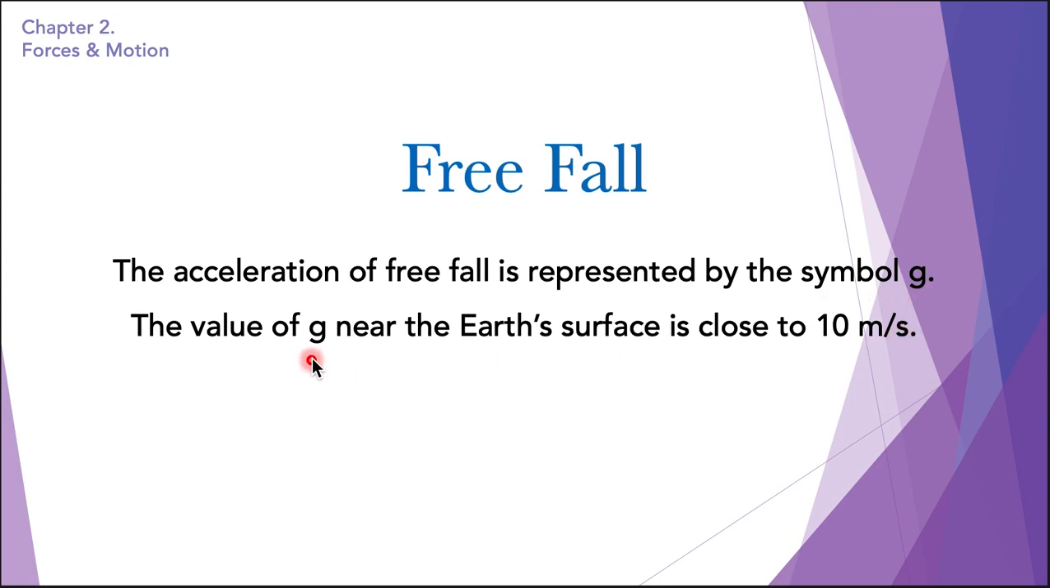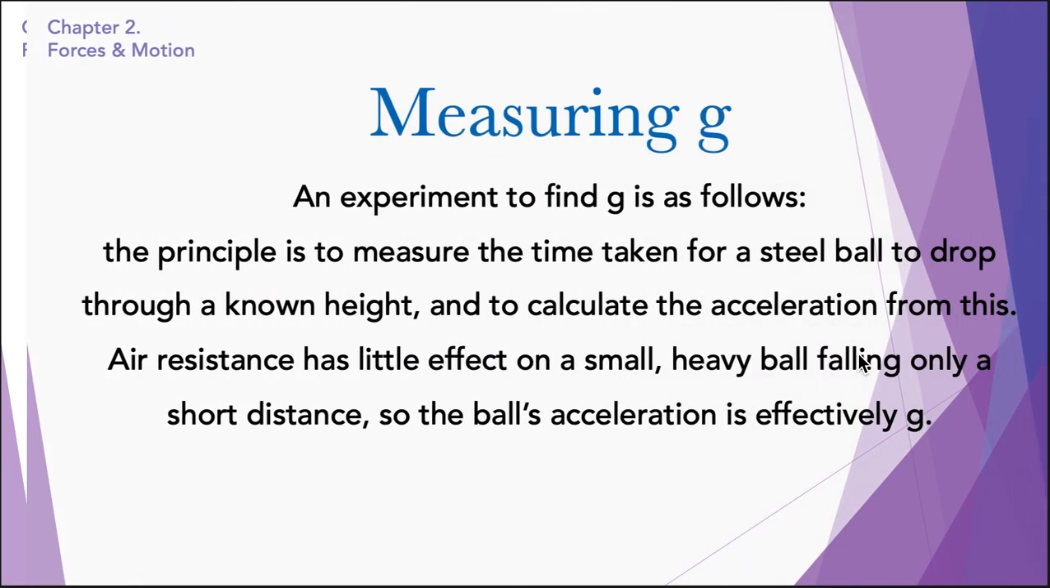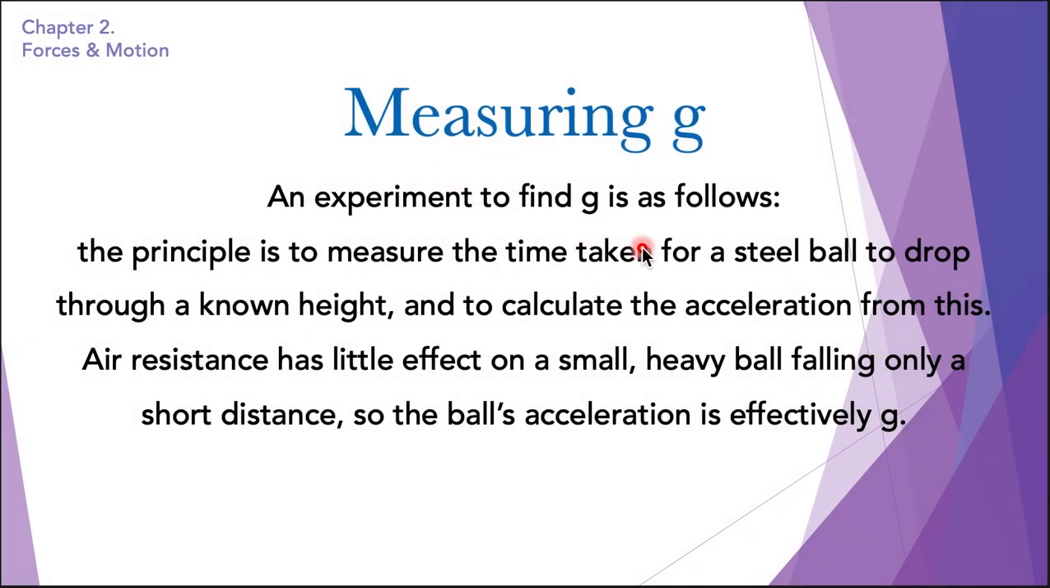The value of g near the Earth's surface is close to 10 meters per second squared. This is also called the gravitational field strength of Earth. Now let's understand how we can measure g. An experiment to find g is as follows. The principle is to measure the time taken for a steel ball to drop through a known height and to calculate the acceleration from this.